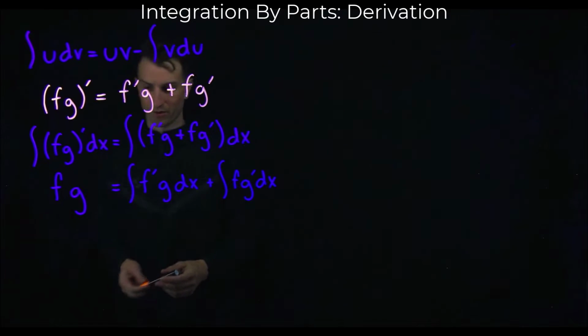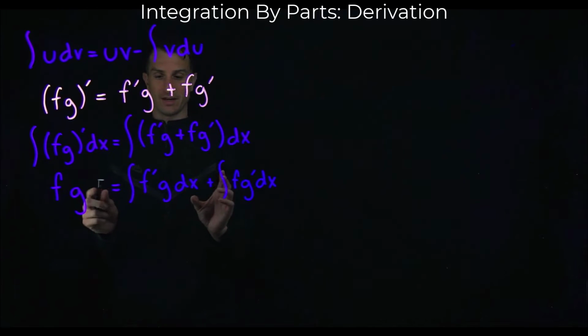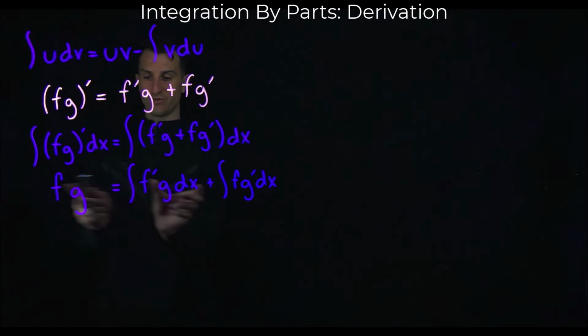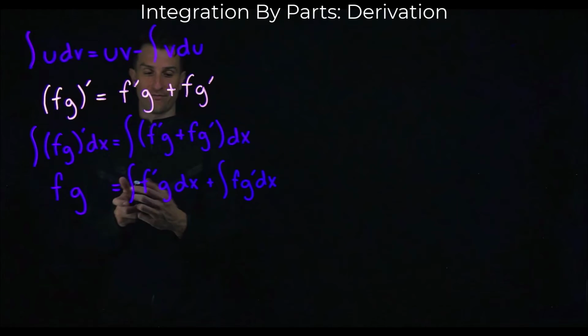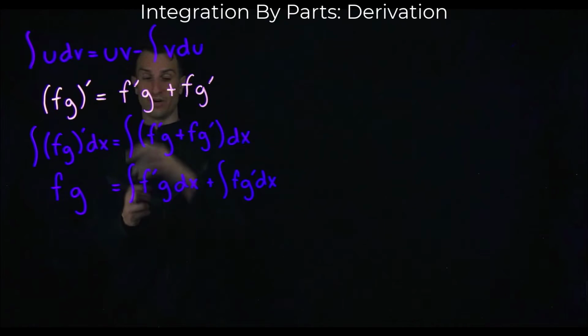Now what can we do? Well, we're going to do a little bit of rearranging. That's all we're going to do. We're pretty much done. I'm going to leave the fg prime over here, and I'm going to move f prime g to the other side, but I'm going to write it in flip-flop form. I'm writing the right side first, so it will match up here.